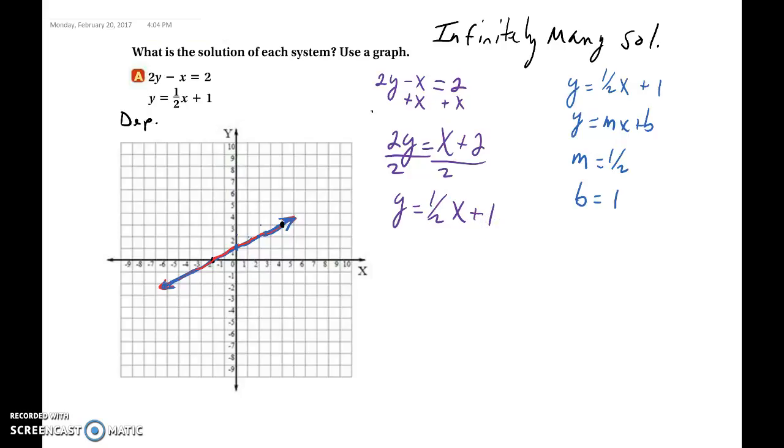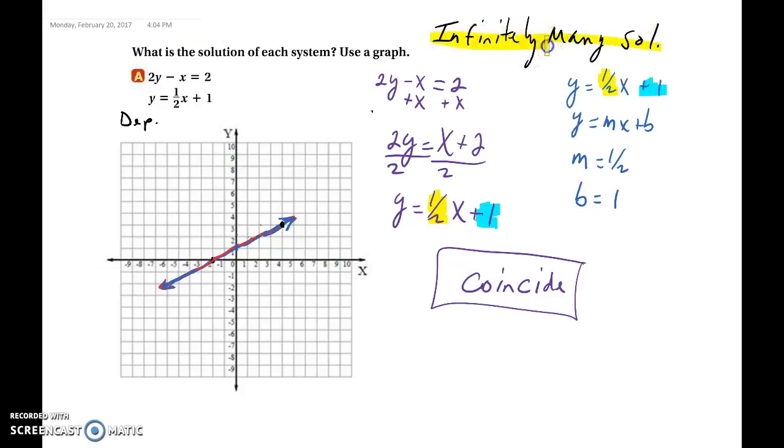So when we put it into slope-intercept form, you saw that we had the same slope, which means that they could be parallel. But since they have the exact same y-intercept, that means that the two lines are exactly the same, or the word that we went over, that they coincide. So this means that they are exactly the same equation, the same line. And that lets us know that there will be infinitely many solutions, and that it will be a dependent system.